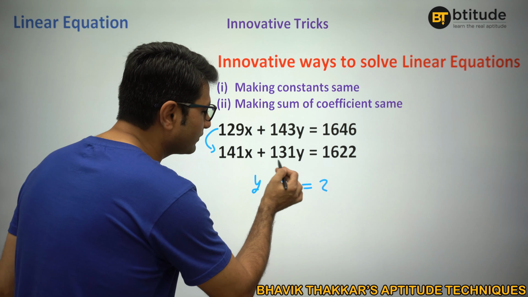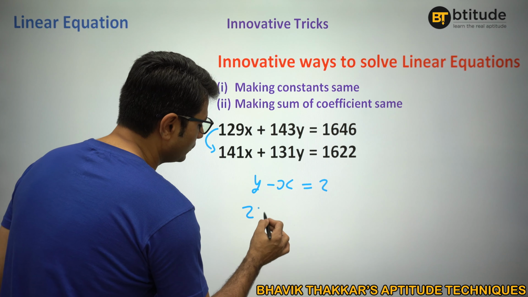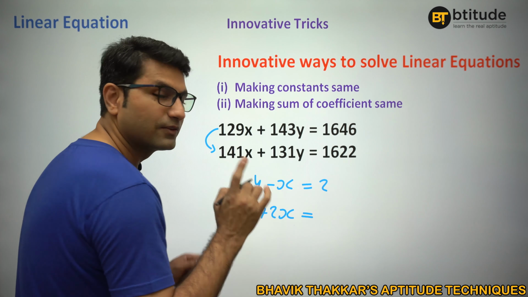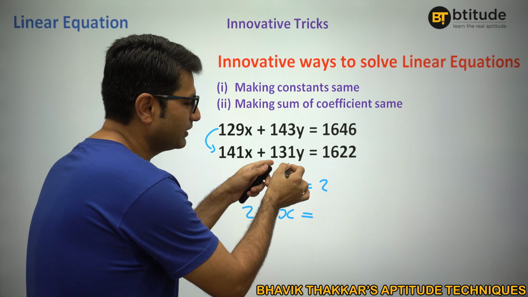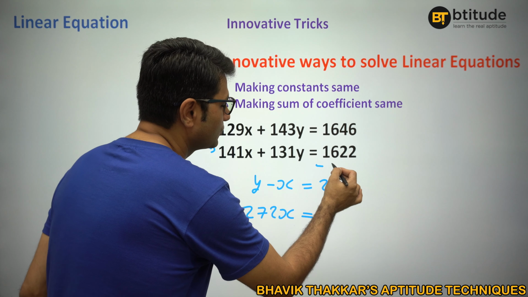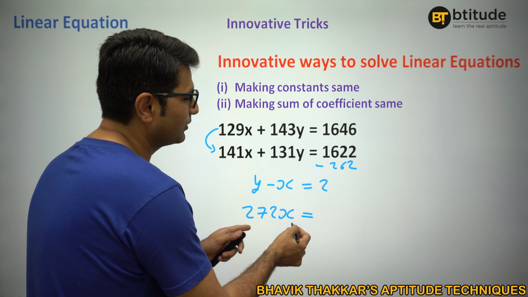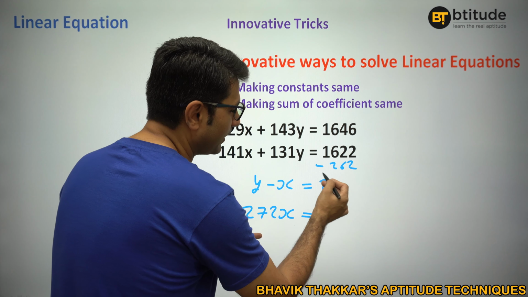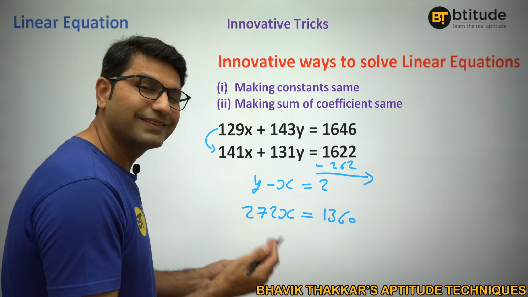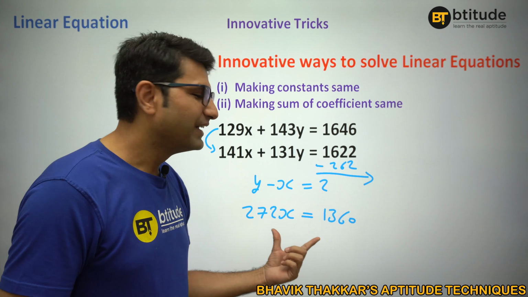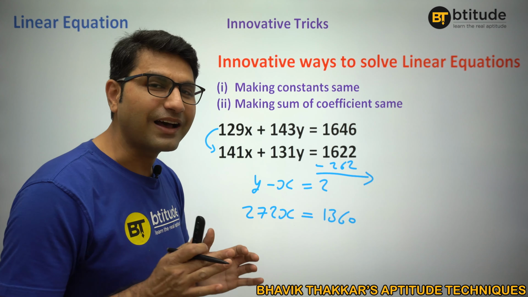If I convert all this 130y into this, then I would be left with 272x. So now try to understand. I converted all of them into this, right? So 131 into 2, that is 262 rupees will be saved as well. So 272x will be 1622 minus 262, that is 1360. Same thing, right? X is equal to 5. And once you find x is equal to 5, 5 plus 2 is 7. Are you getting this? How I did it?